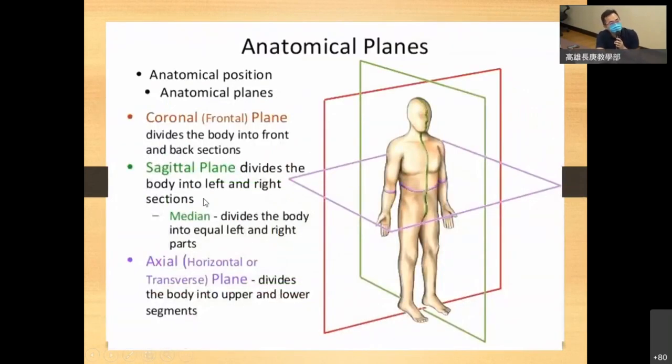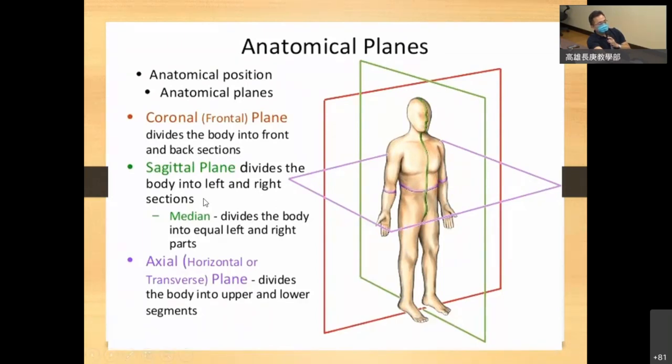First, I will introduce the planes. When we describe terms, maybe in an X-ray, you should know the anatomical planes. There are three anatomical planes in our body. The first is the coronal plane. We also say the frontal plane. As you see in the red line, the coronal plane divides the body into front and back sections. Another plane is the sagittal plane. The sagittal plane is the green one. The sagittal plane divides the body into left and right sections.